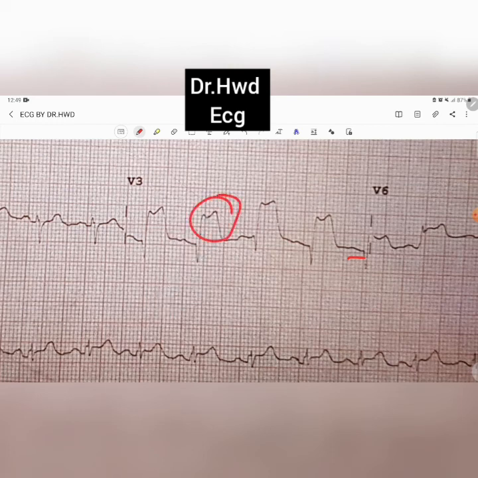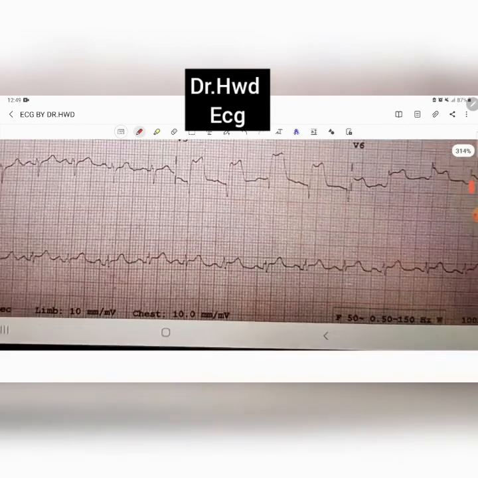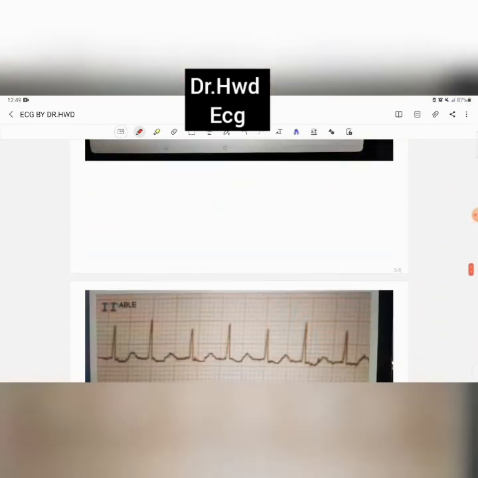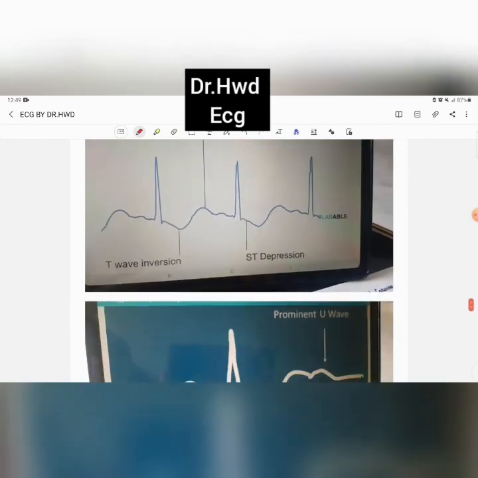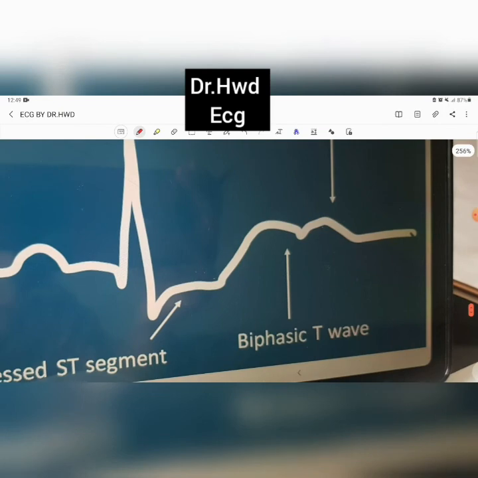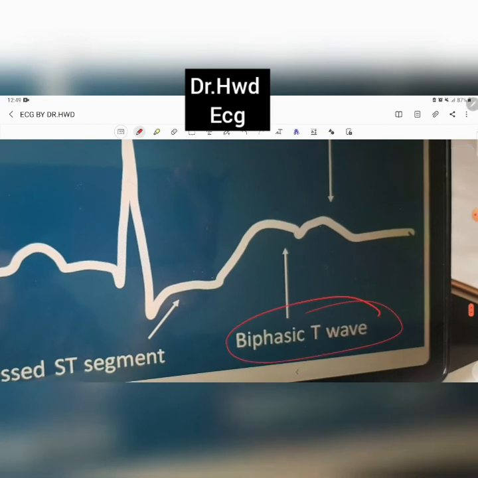But look at the T wave. There's a camel hump. Right, there's a camel hump. So this is your U wave, or this is your T wave inversion, which is seen in hypokalemia. If you see over here as well, you would find one. This one is your T wave, right? Prominent U wave. That there is a biphasic T wave, also known as a camel's hump.